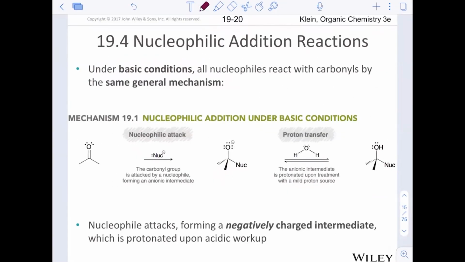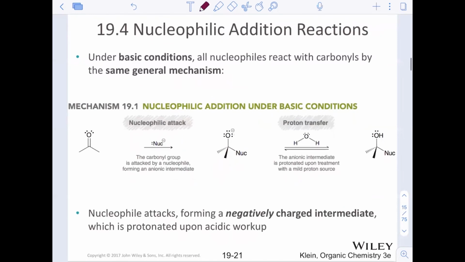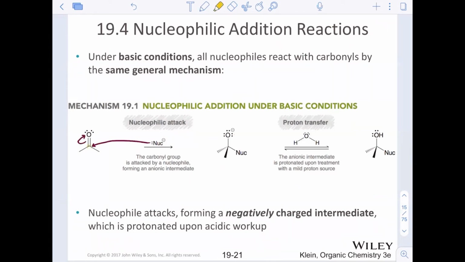Under these basic conditions, all nucleophiles will react under the same general mechanism, all right? The nucleophile attacks the electrophile, specifically the carbon of the carbonyl, and then we do a proton transfer. So if your nucleophile over the reaction arrow is a base, if it has a negative charge, or if it is something that is extremely basic, it will just do the nucleophilic attack first, followed by a proton transfer. Notice that the intermediate is negatively charged, indicating, again, basic conditions.